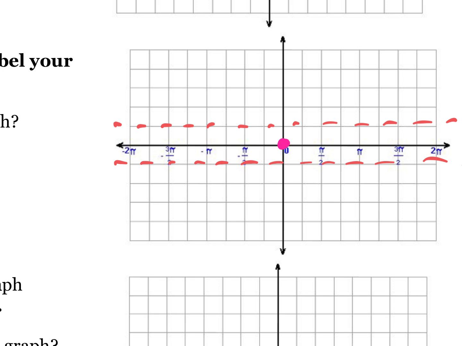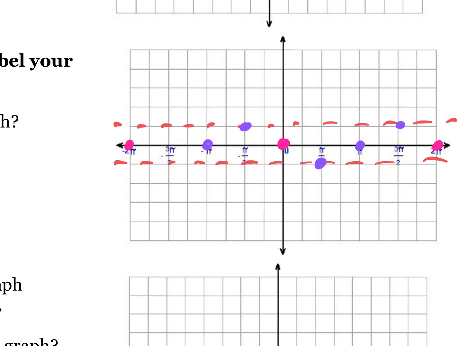Is the period of negative sine still going to be 2 pi? Yeah. And instead of going up first, I'm going to go down first. So I know I'm going to go down, back to the 0, up. Oopsies. What did I do wrong?